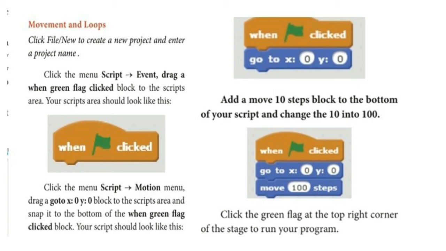Then add the move 10 steps block to the bottom of your script and change 10 into 100. Click the green flag at the top right corner of the stage to run the program. This is the movement and the loop.